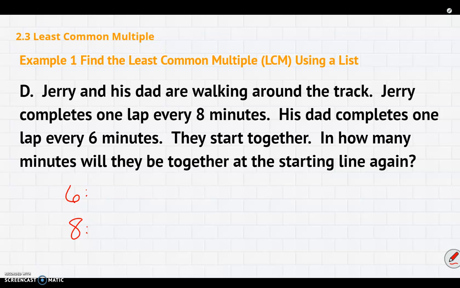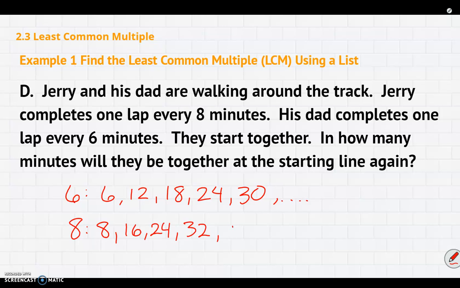So let's list multiples of 6. 6, 12, 18, 24, 30. And we'll stop there. I could keep going. Okay, multiples of 8. 8, 16, 24, 32, 40, and again, I'll stop there. Could keep going. So I'm going to search my list for 8.